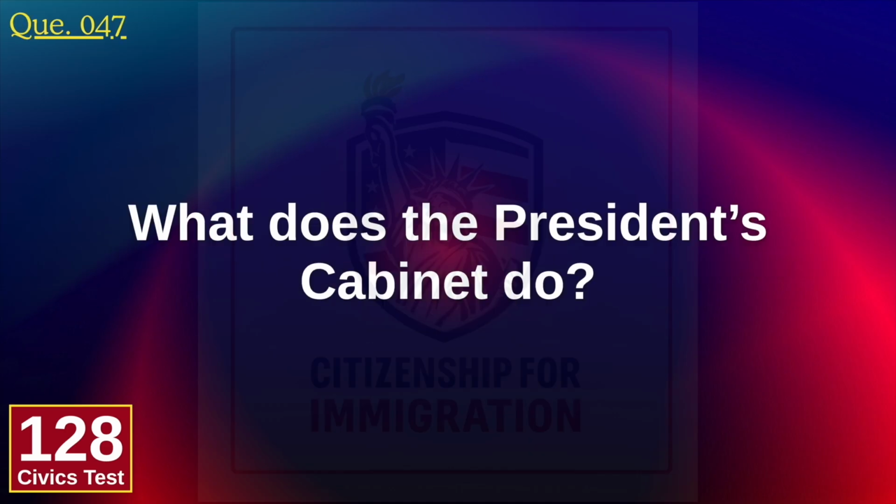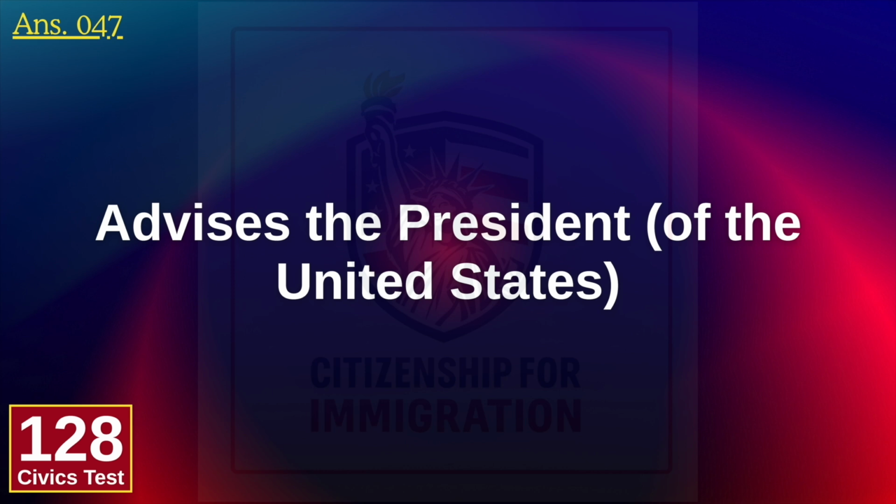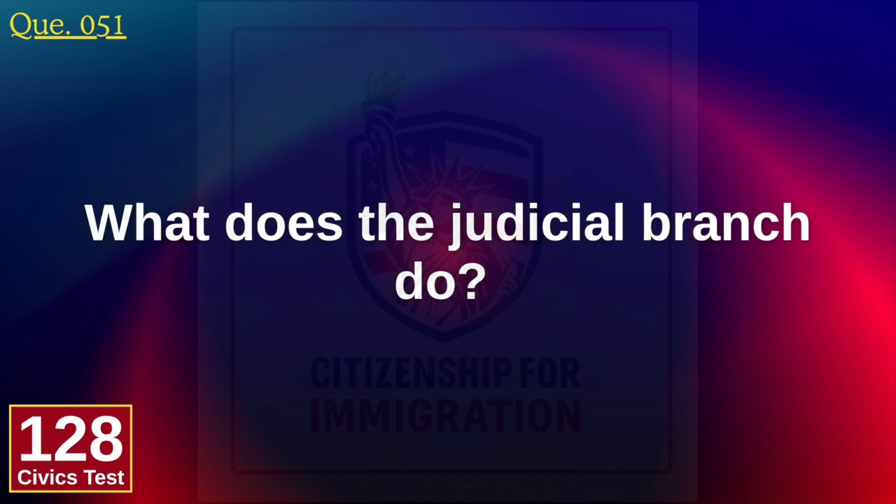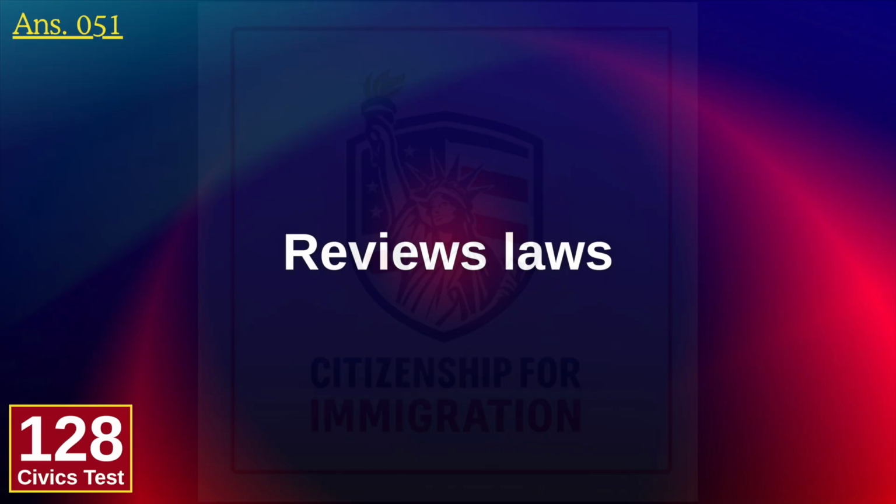What does the President's cabinet do? Advises the President of the United States. What does the judicial branch do? Reviews laws.